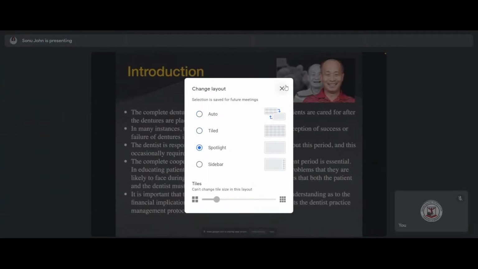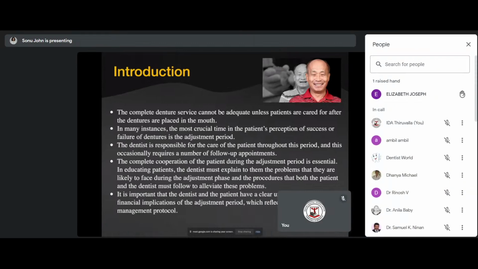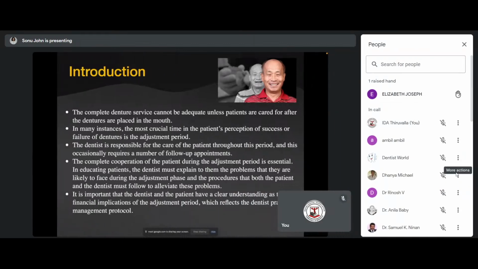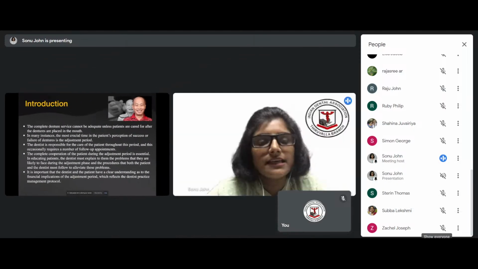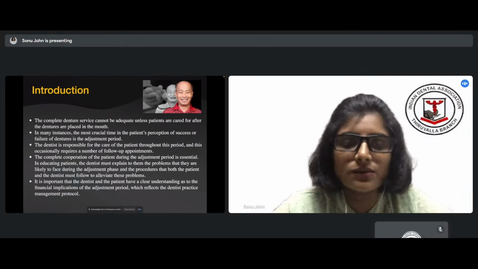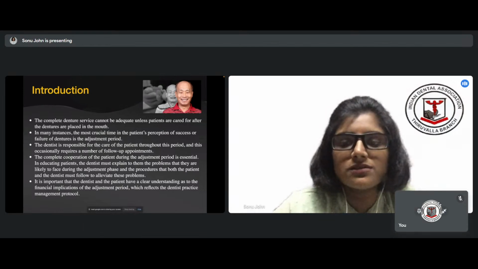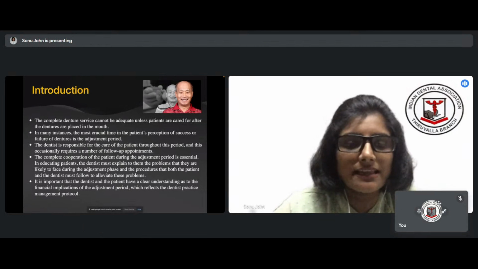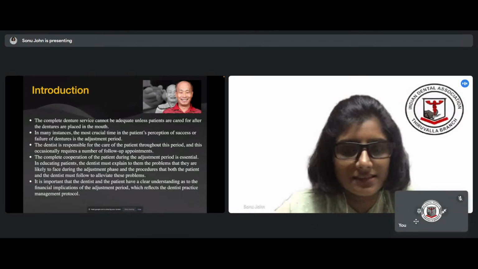The complete cooperation of the patient during the adjustment period is essential, and so is educating the patient. The dentist must clearly explain to the patient what issues can arise after a complete denture is inserted, and what issues the patient would be facing during the adjustment phase, and the procedure, so that both the dentist and the patient can meticulously follow it so that we alleviate these problems.